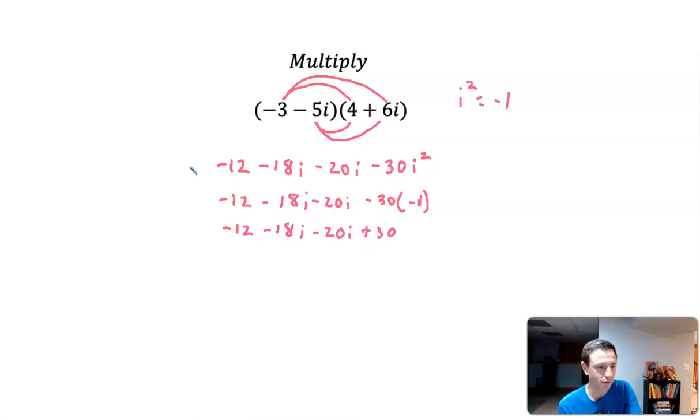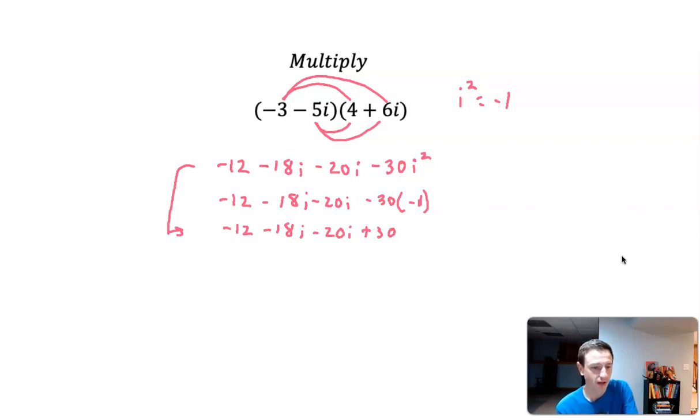And you could easily go from this line to this line and even just do more of that mentally, but just to show you the process, I'm replacing i squared with -1. And since this is a minus 30 times i squared, it's going to be -30 times -1, which gives us a plus 30.